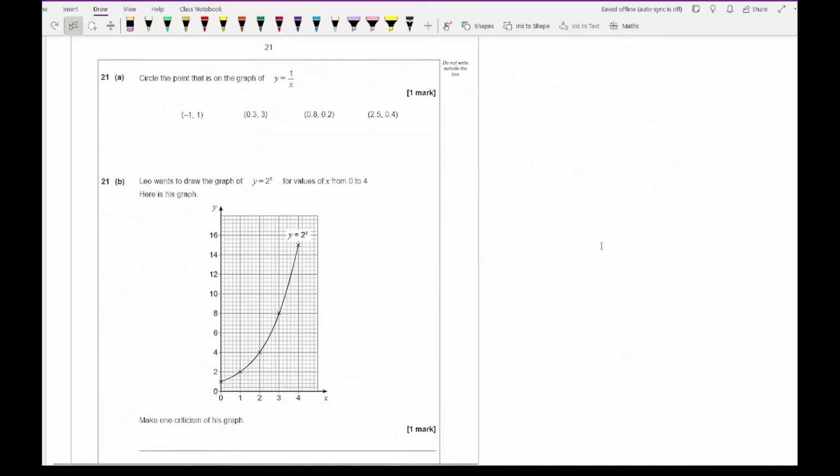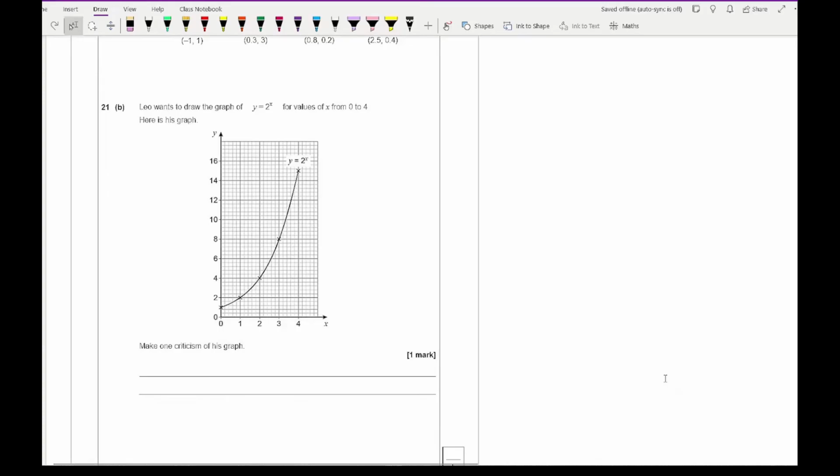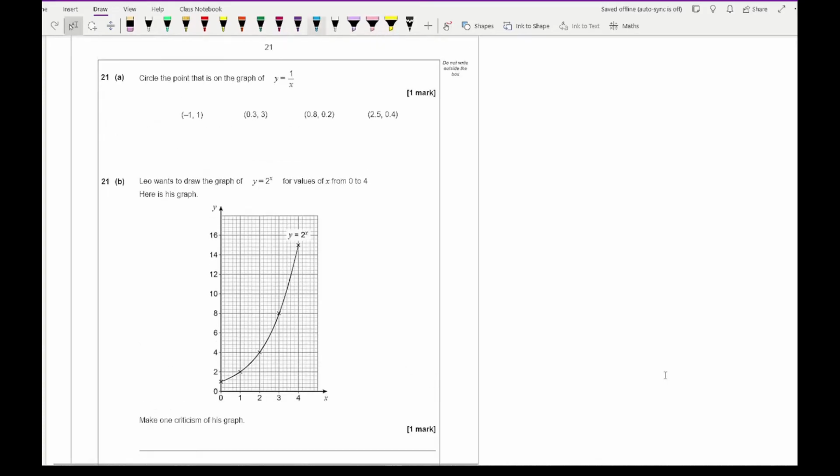Moving on to question 21, it says circle the point that is on the graph of y equals 1 over x. So again, what we need to do is do the reciprocal of the x ordinate. For this one, we've got 1 over minus 1, which equals minus 1, and that doesn't give me the answer, so that is not correct. Here we've got 1 over 0.3, which is 1 over 3 over 10, and that then becomes 10 over 3, which is not 3, so that's not the case.